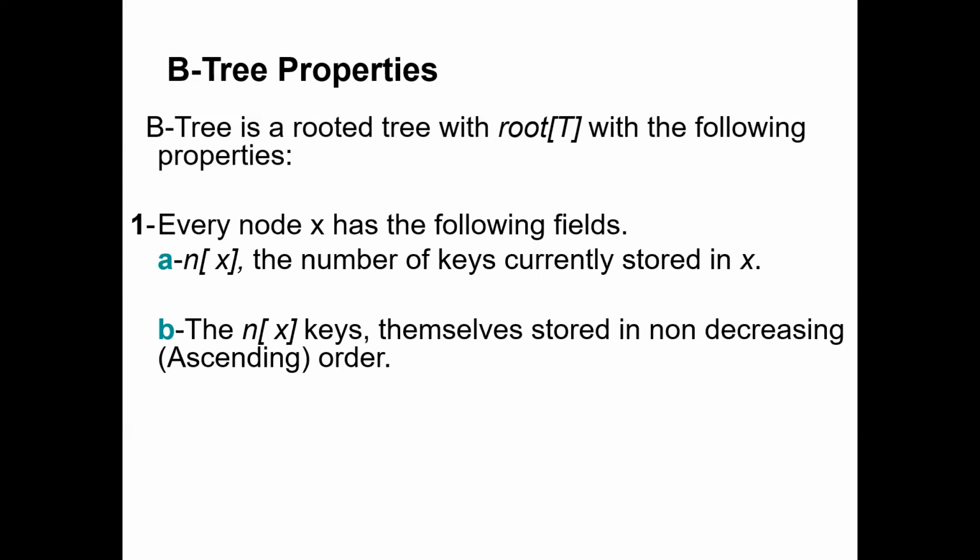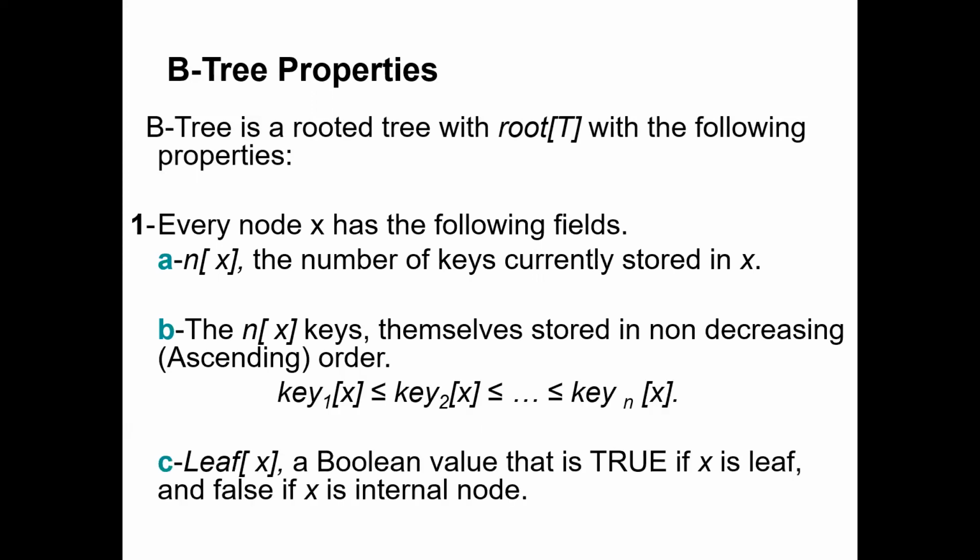So these are a few important properties of B trees. A B tree is a rooted tree with root T with the following properties. Every node x has the following fields: n[x], the number of keys currently stored in x. So this would be an integer value that defines how many keys are currently stored in the current node.